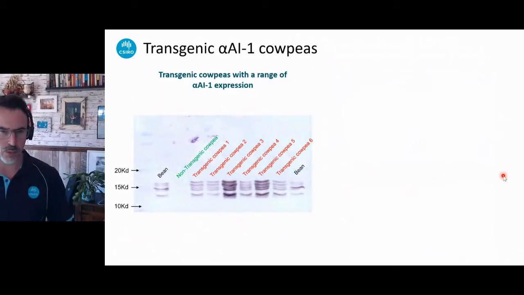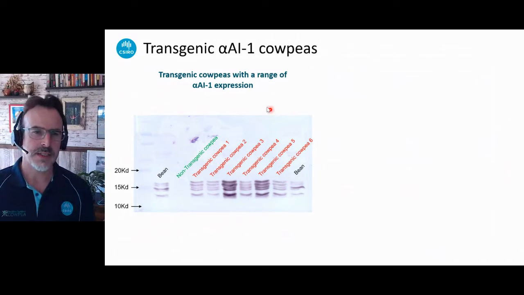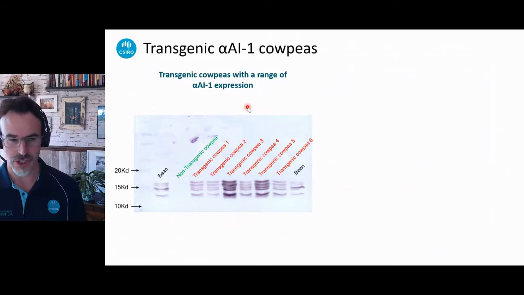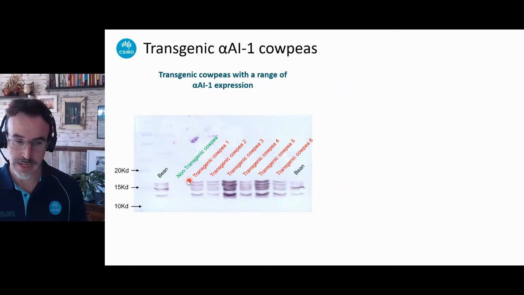In cowpea, we have also developed a number of transgenic lines that are overexpressing this protein at a range of concentrations. So in this Western, you see here, these bands indicate the amount of protein present in the normal beans. Then you got a line of non-transgenic cowpea that doesn't show any of this protein. And then a number 6 of cowpea transgenic lines that show a range of expression of the protein.